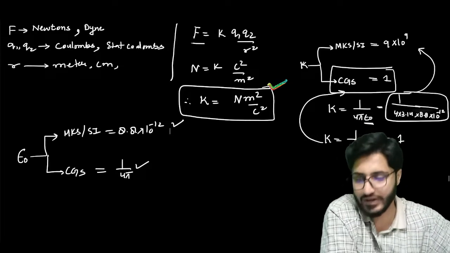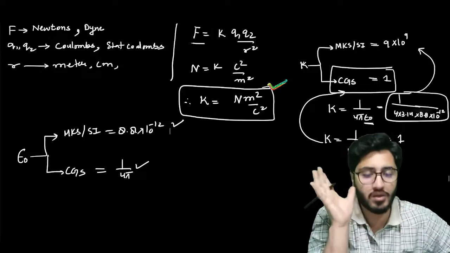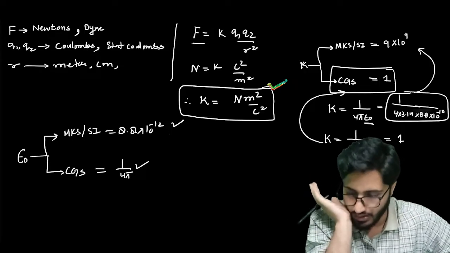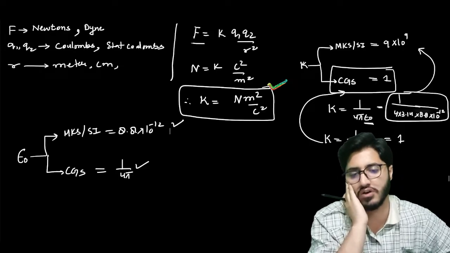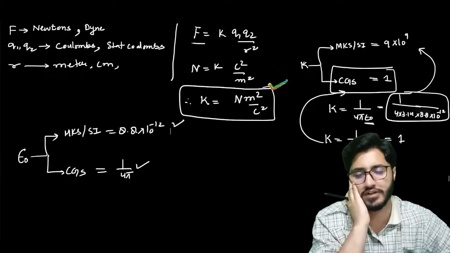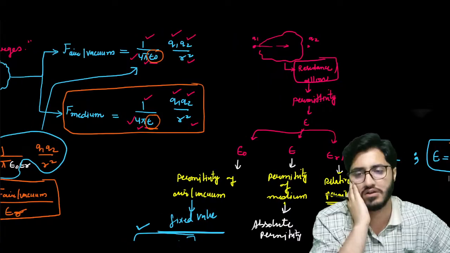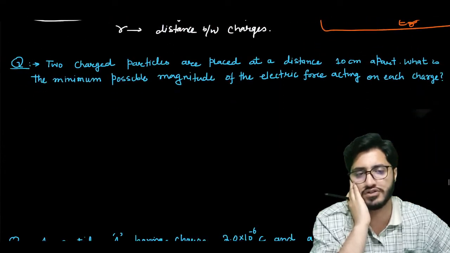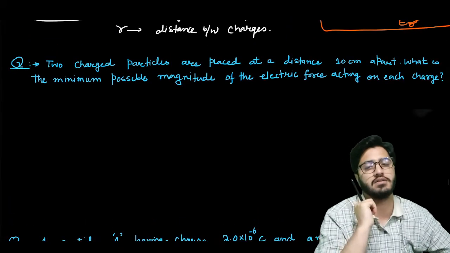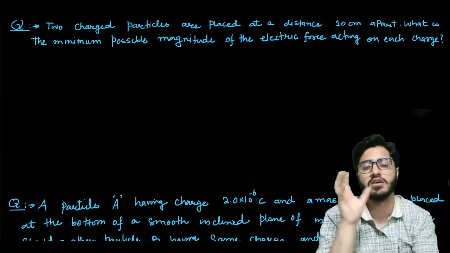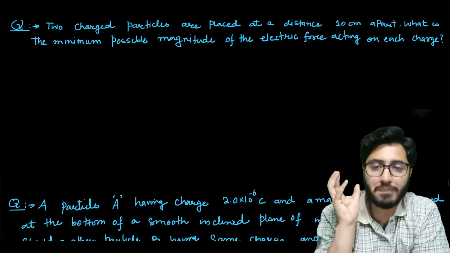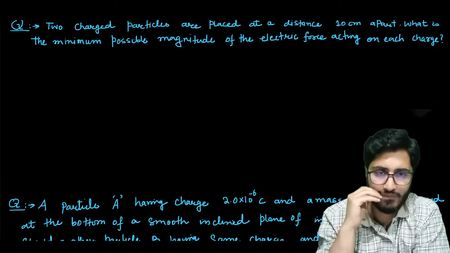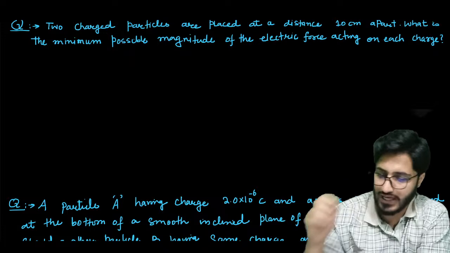So we have completed our Coulomb's law. Now let us do some numericals for it. Okay, now we have some numerical on the screen. First numerical: two charged particles.